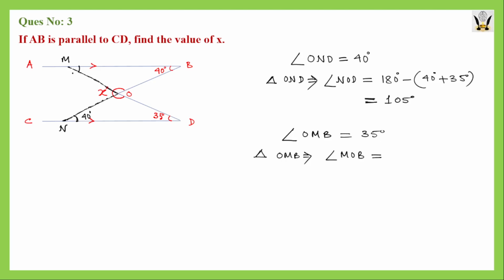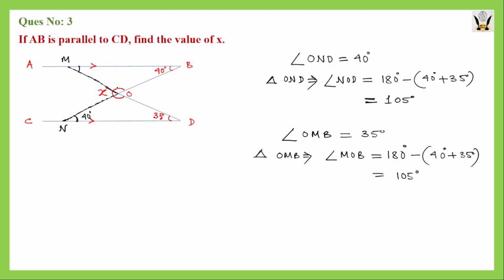So with respect to this triangle OMB, the measure of this angle MOB will be what? Again the same concept. 180 minus the summation of the other two angles, which are 40 degrees and again 35 degrees. So the measure of that angle will also be 105 degrees.